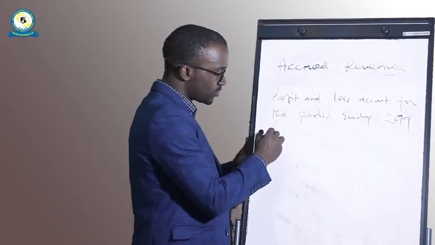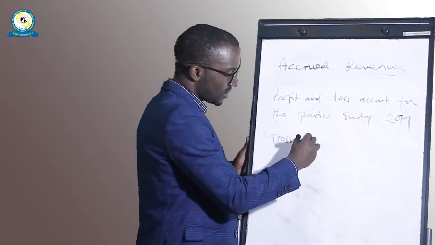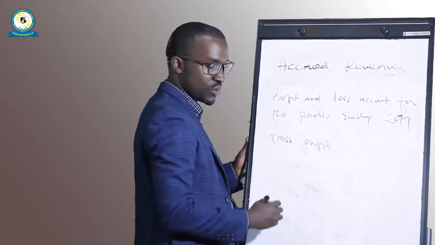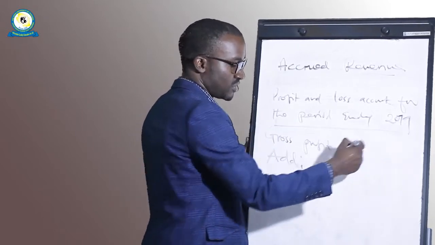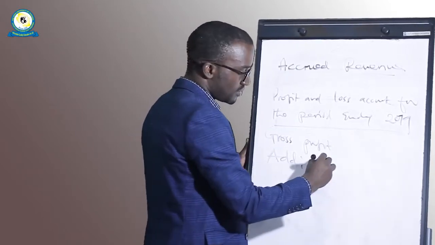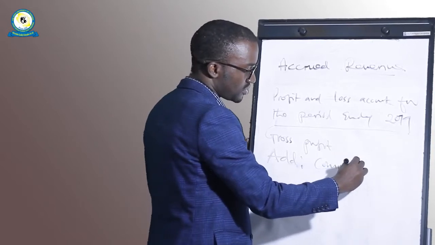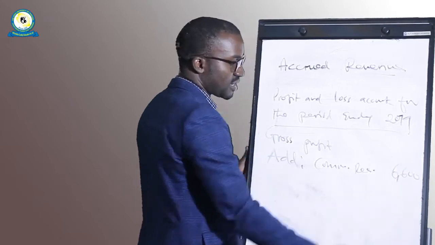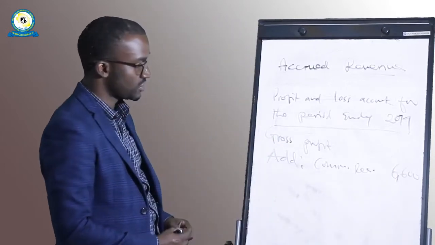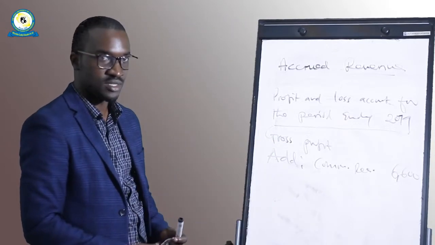So under gross profit there, because this is an income, you're going to add commission received of 6,600. This is the commission received. That is an extract, as simple as that. Okay.